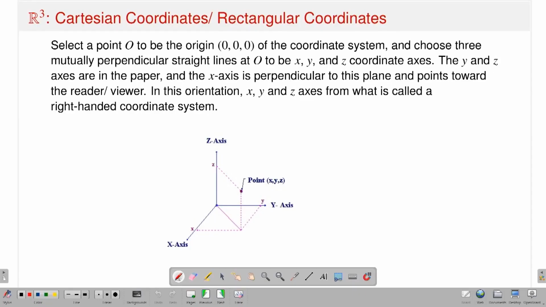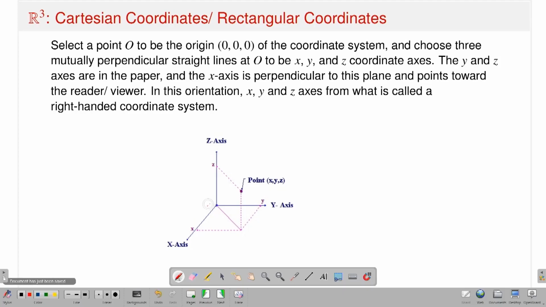For the origin, the polar coordinates are not defined because theta we cannot define it. Okay. So then we move to the three-dimensional space. In Cartesian coordinates or rectangular coordinates, how to represent it, or geometrically how to visualize it.